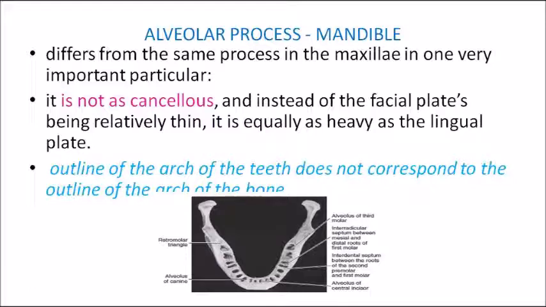If you consider the mandible, the posterior mandibular teeth will show a slight lingual inclination, whereas the bone tends to have a buccal flaring. That is why the outline of the arch of the teeth does not correspond to the outline of the arch of the bone. So these are the differences of the alveolar process in mandible compared to that in maxilla.